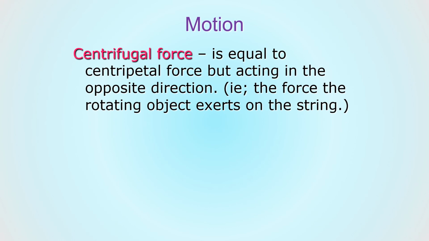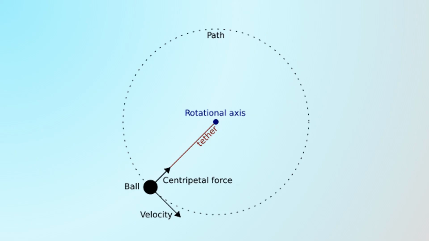Centrifugal force is equal to centripetal force but acting in the opposite direction. For example, the force the rotating object exerts on a string. If we were to stand on the ground and spin a ball attached to a tether around us, the force acting to prevent the ball from flying away is centripetal force, and is applied by the tether. The force acting to prevent the tether from pulling the ball in towards the center is centrifugal force. As long as the distance between the ball and the center of the circle is constant, centripetal force equals centrifugal force.